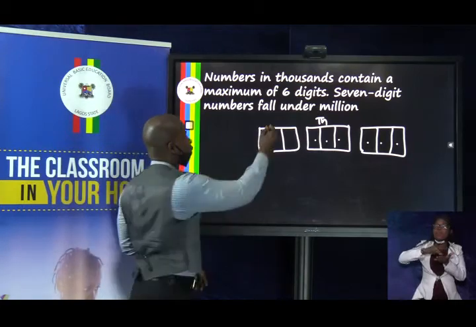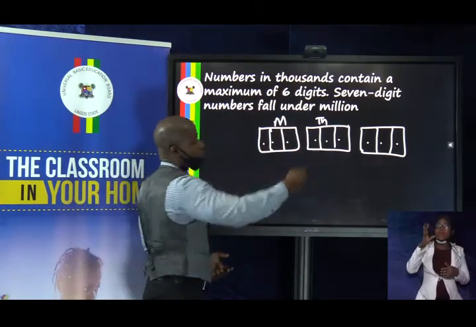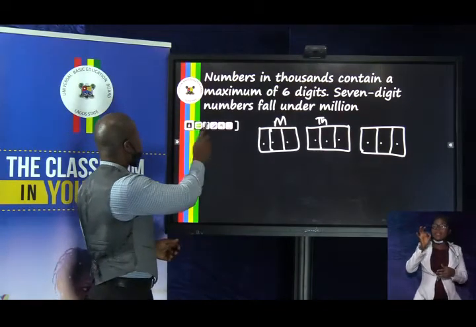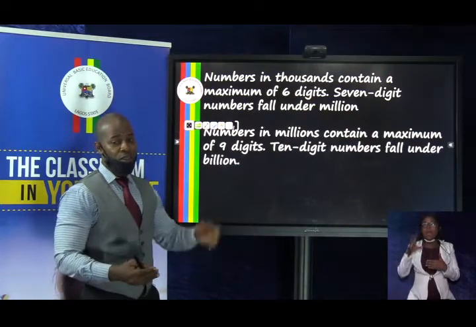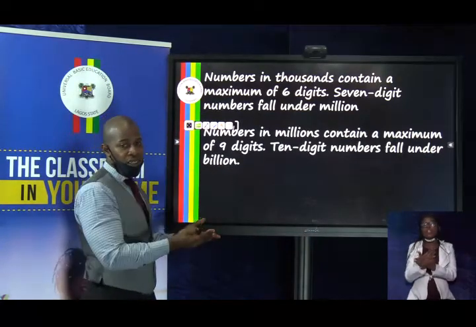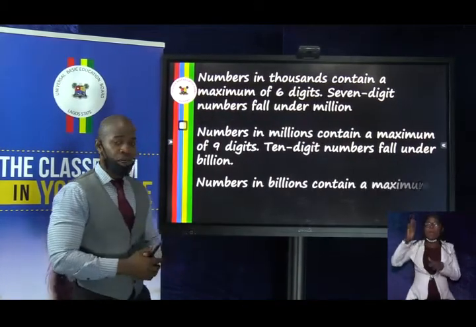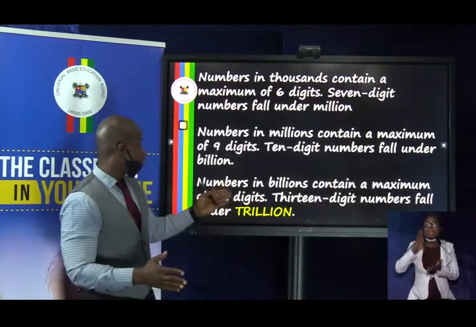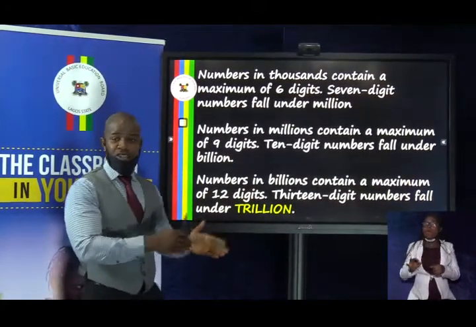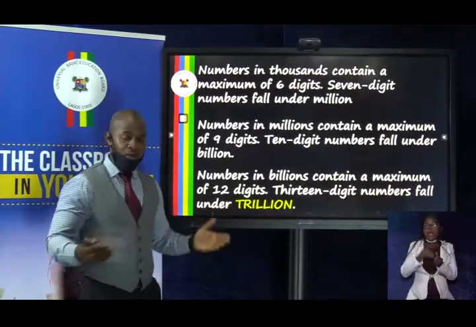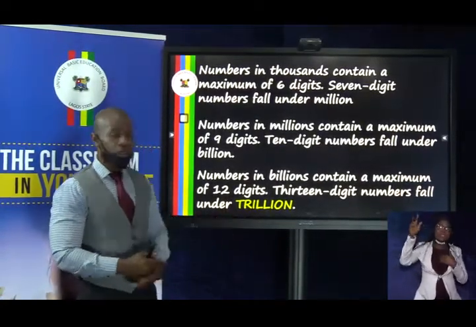Now for the million itself, the maximum number of digits you will have is 1, 2, 3, 4, 5, 6, 7, 8, 9. You will have 9 digits maximum. Anything after 9 digits, you will have an extra digit, and that will now need a new space, and that will fall under the billion. Now, billion will have a maximum of 12 digits. Anything after that, you need another place value. And like we learned in the last lesson, after billion, you must have the trillion.